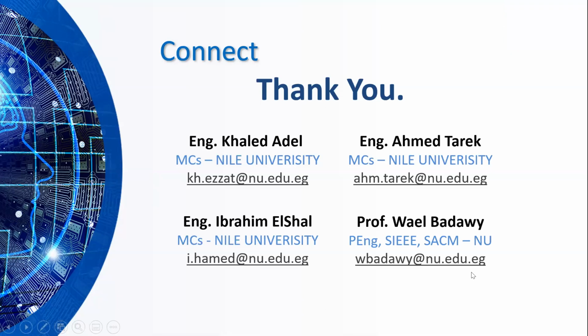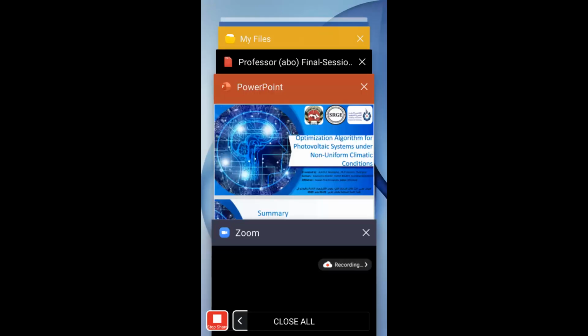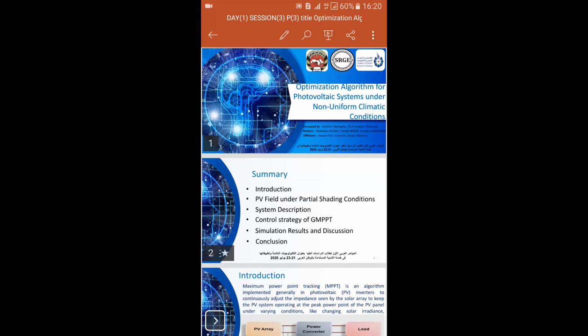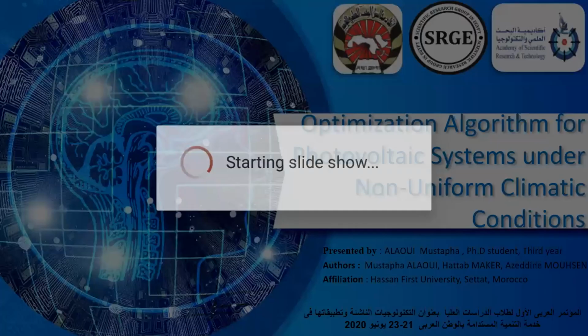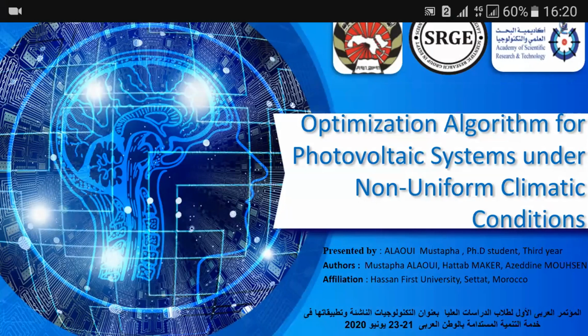Now the third one. The third paper titled Optimization Algorithm for Photovoltaic System by Mustafa. Mustafa, are you ready?